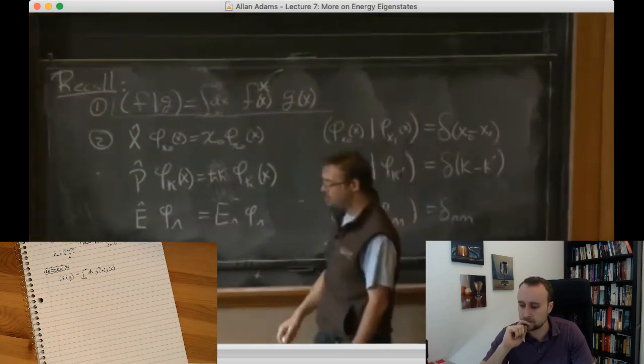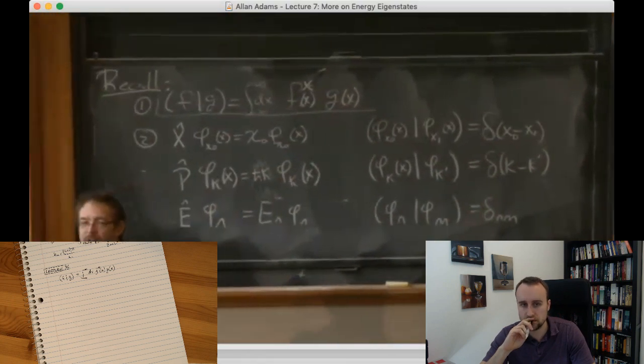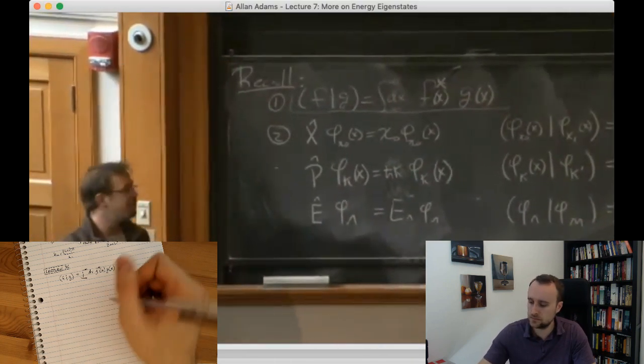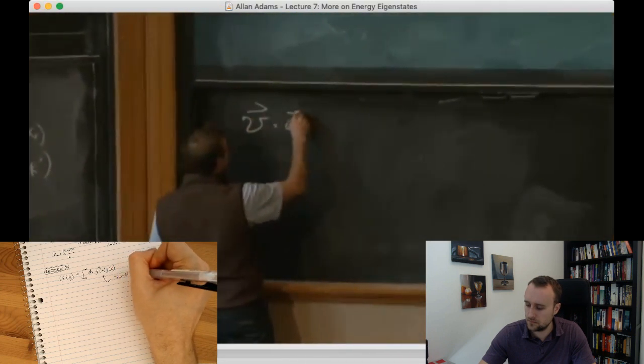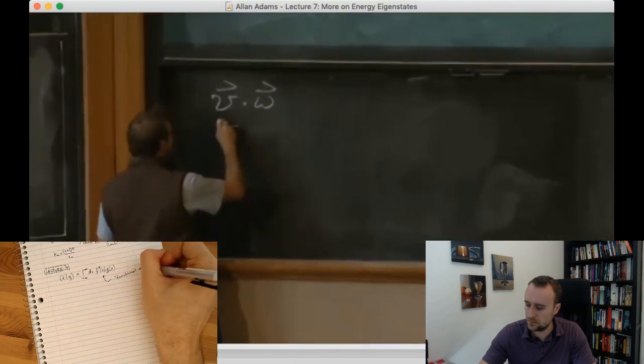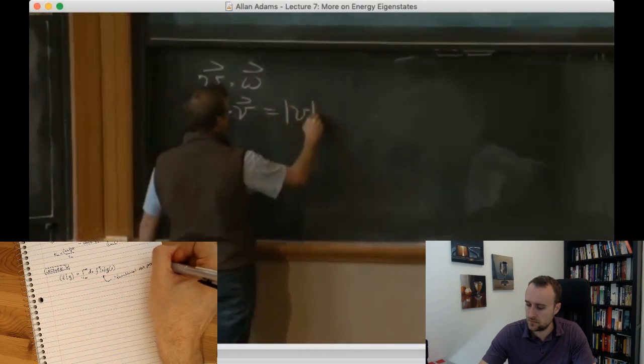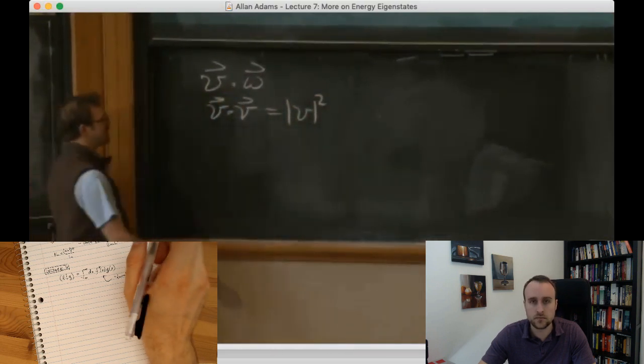Right? So it's a way to get a number. And you can think about it as the analog for functions of the dot product for vectors. It's a way to get a number out of two vectors. For example, with vectors, we can do v dot w, and this is some number, and it has a nice property that v dot v, you can think of as v squared, it's strictly positive, and it's something like a length of a vector.